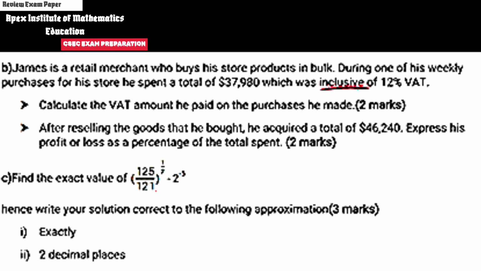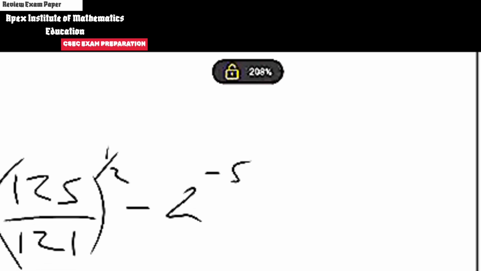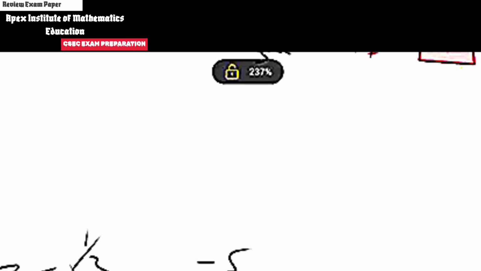Now, with this type of question, let's go back to our empty page here and see what we can set up, what we can carve out here, guys, for the solution for this question. Okay, so James is a retail merchant who buys his store products in bulks during one of his weekly purchases. Okay, so therefore he spent a total of $37,980, which is inclusive of VAT.